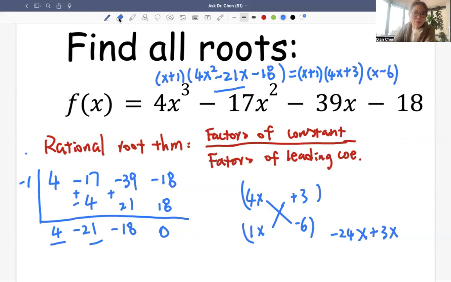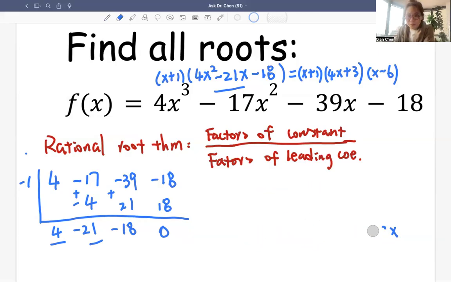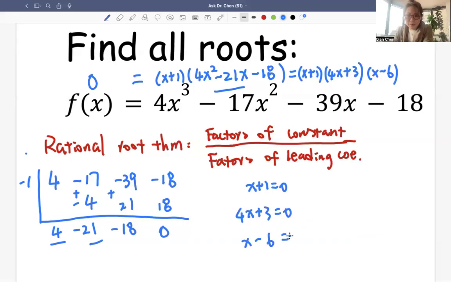All right, now it's easy to find the roots. Roots are also called zeros, which means when the function value equals 0. When this equals 0, we have these three factors, and each one can be 0 by the zero product property. That means x plus 1 can be 0, 4x plus 3 can be 0, and x minus 6 can be 0. Solve each one, we get x equals negative 1, x equals negative 3 over 4, x equals 6. So yes, we have 3 roots.